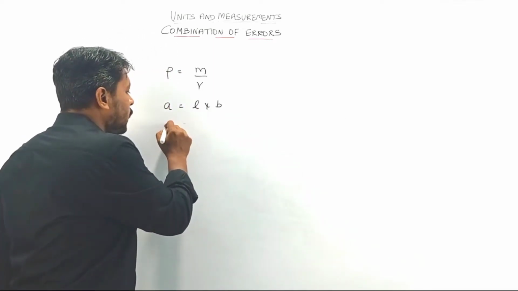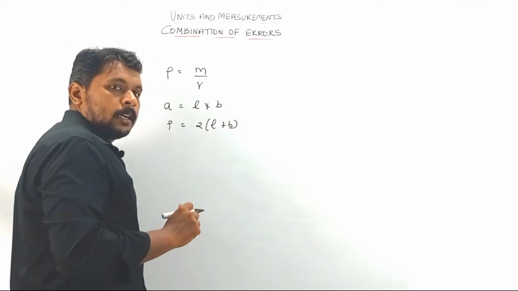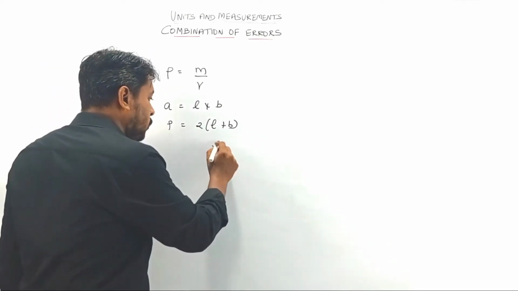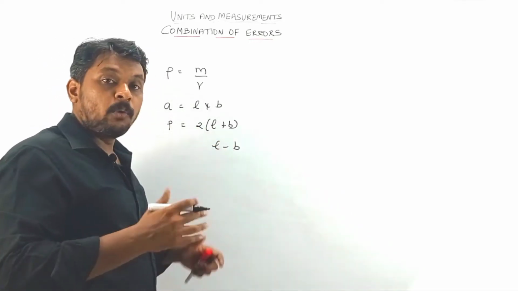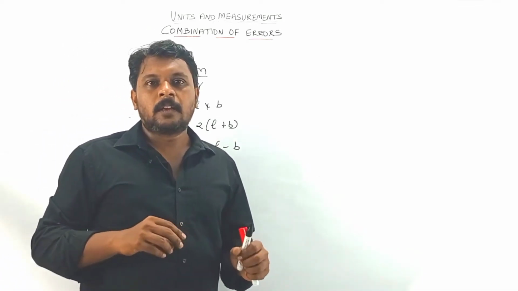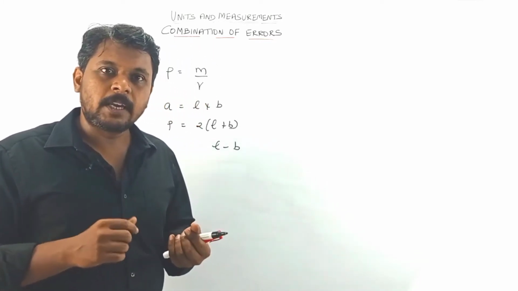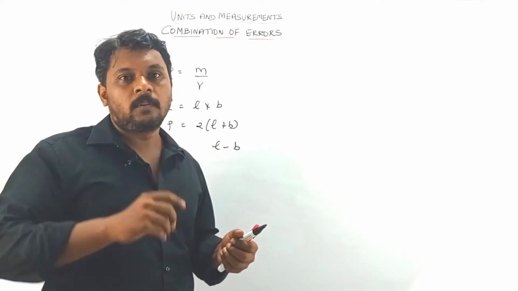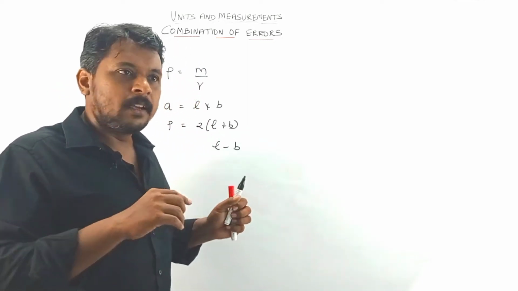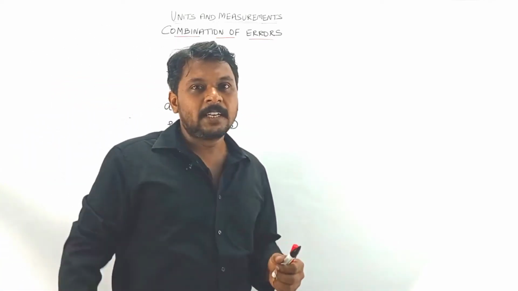Similarly, the perimeter of a rectangle, so 2 into (L plus B). You are adding L and B, so how will you represent the perimeter with error? Similarly, when you do the subtraction of length and breadth, how will you represent the output? For all these mathematical operations like addition, subtraction, division or multiplication, you have a common rule to represent the output with error. First of all, we will see the representation of the errors for addition and subtraction.